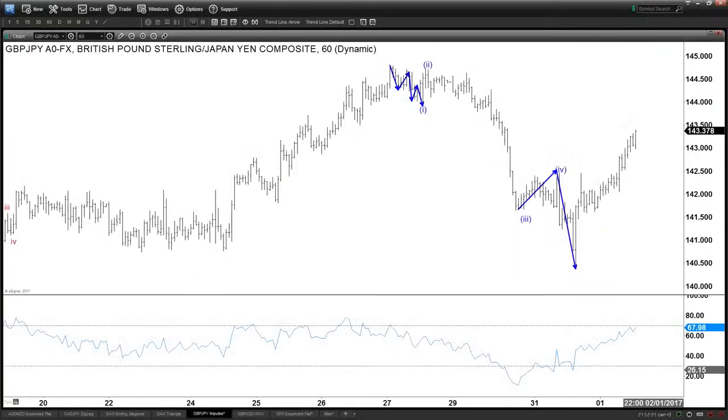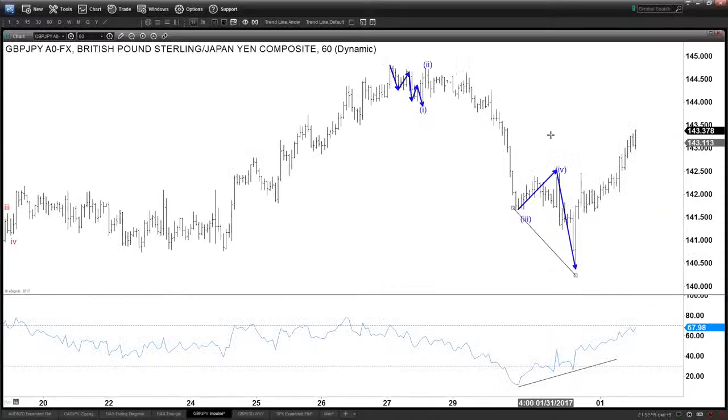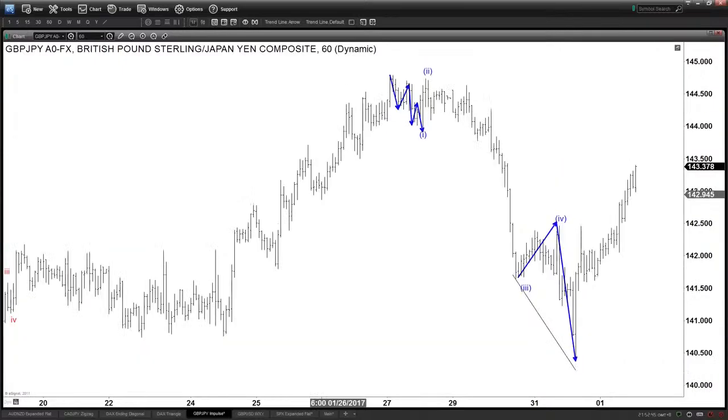So if you look at the RSI, this is the RSI in the bottom here. You notice here that the price makes a new low, but the RSI makes a higher low, right? The price makes a lower low, but the RSI makes a higher low. So that's what we call momentum divergence. So these are the rules for you to label it as impulse, and this is an example in the pound yen.